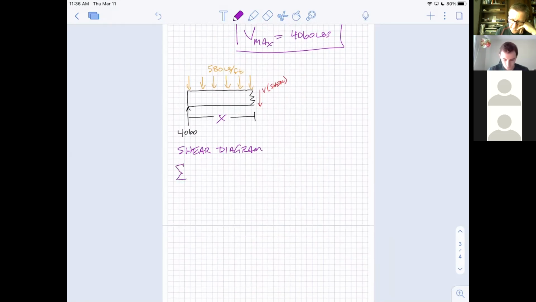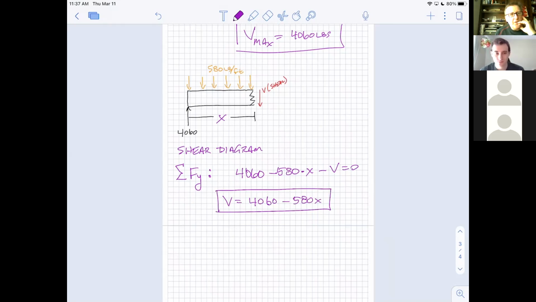All we're doing, because shear is just vertical force, we're saying what is the sum of the forces in Y? We know we need that to be equal to 0. And so we have 4,060 going up. We have 580 going down, but times the distance of X. Like we don't have to say 1, 2, 3, 4, 5, 6. We can say X. And we have shear going down, and we need this to be equal to 0. Would you agree then that V is equal to 4,060 minus 580X?